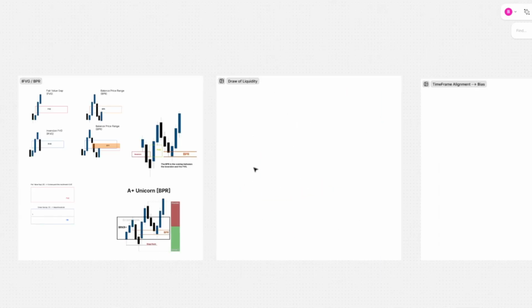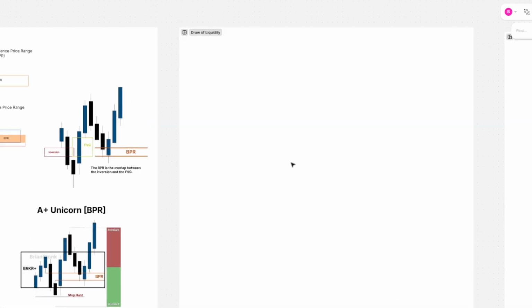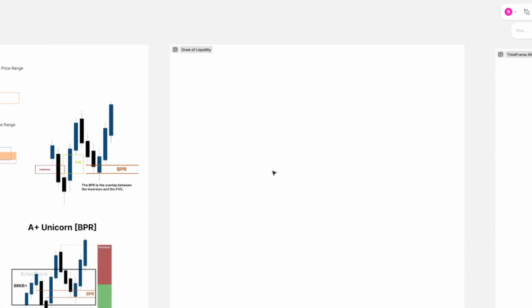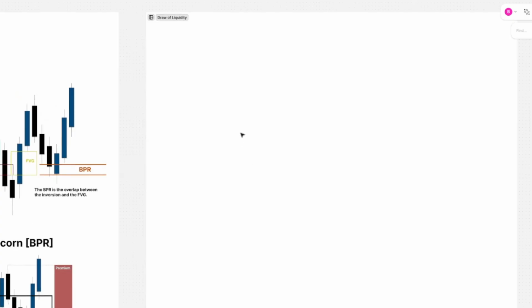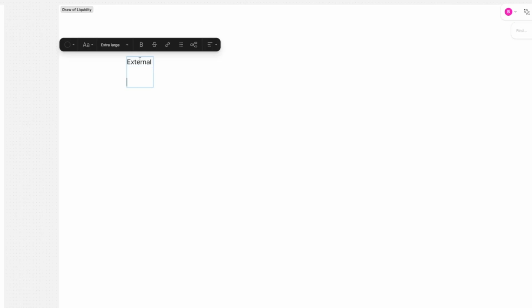So let's move on to the next tab now, draw on liquidity. This is very easy to explain, but somewhat neglected, I feel like, for most traders. I'm just going to go over all the types of liquidity that I really look at. First thing will be external. That's more for higher time frame, especially on the daily chart. And then we have internal here. Internal more for lower time frame. It could be the 1, it could be the 5, it could be the 15. Just more the lower time frames or the intraday.